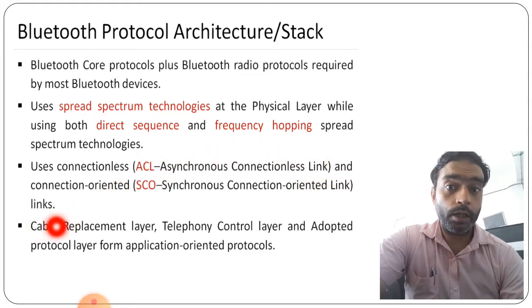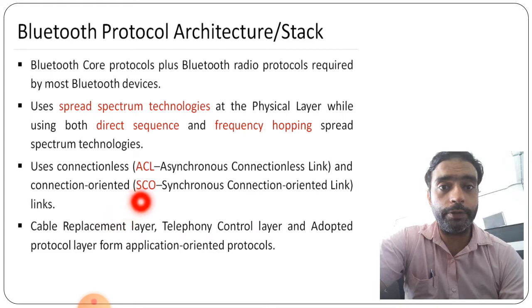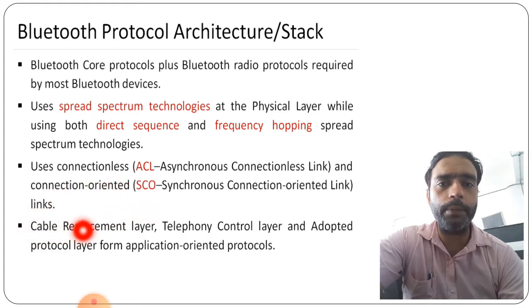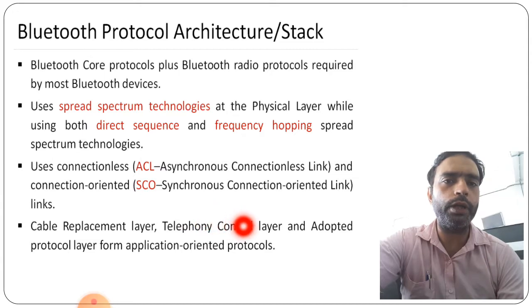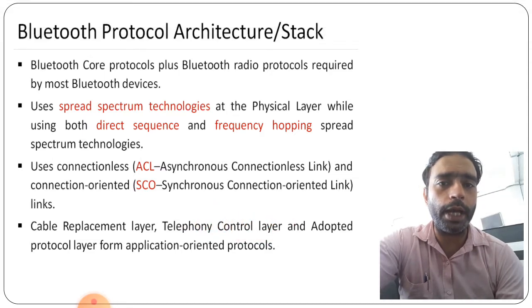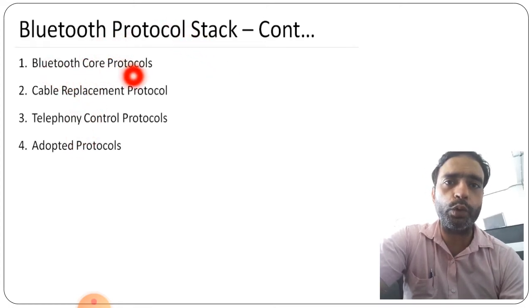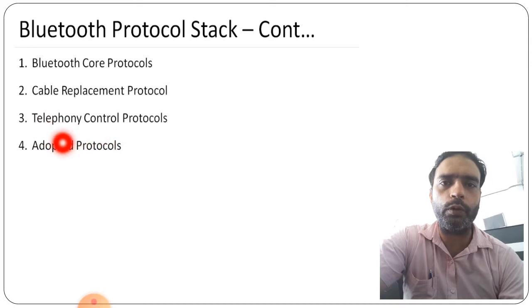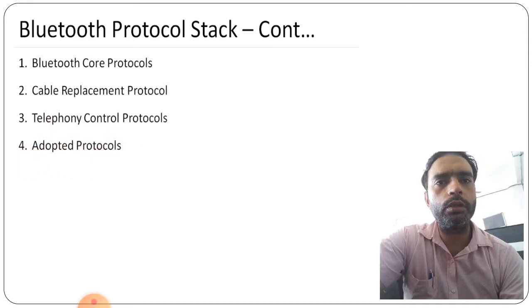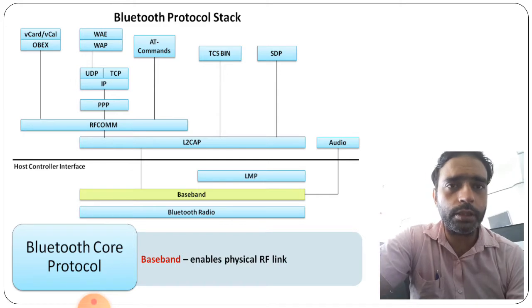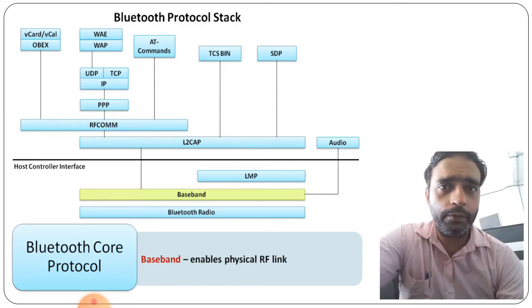So here various different layers are there. One is the cable replacement layer, the second is the telephony control layer, and the next is the adopted protocol layer, which forms the application oriented protocols. The different protocols that we have already seen are the Bluetooth core protocols, cable replacement protocol, telephony control protocol, and adopted protocols. This is the protocol stack, the Bluetooth protocol architecture.